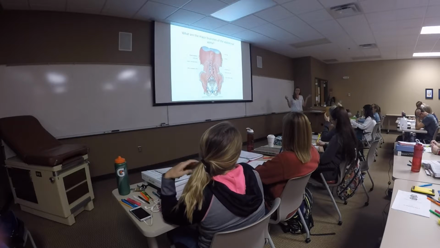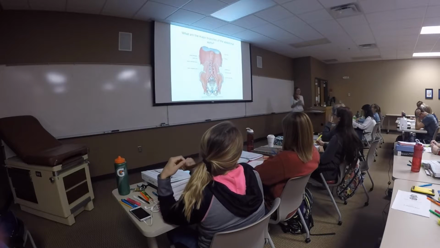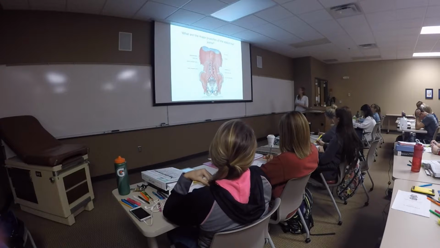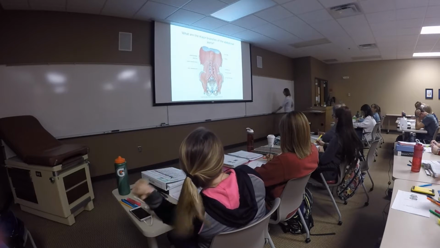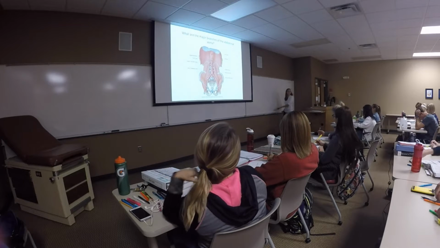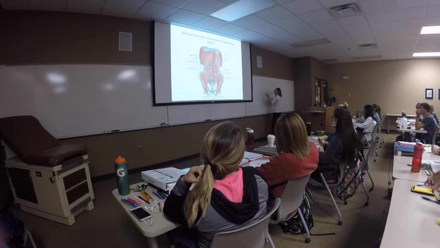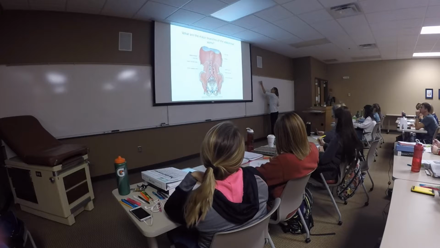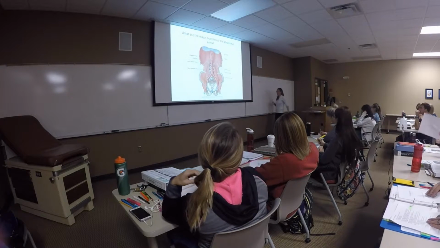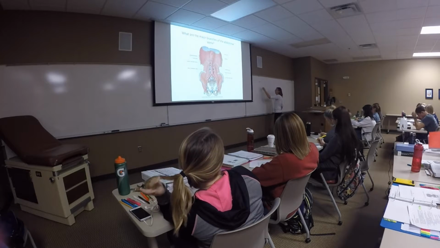What's the word I'm looking for? Arterial tree. Okay, so we start off with our major branches off of the abdominal aorta. It's a little old school here. Okay, here's the aorta. What are our major branches off of that? Celiac trunk. Yep.